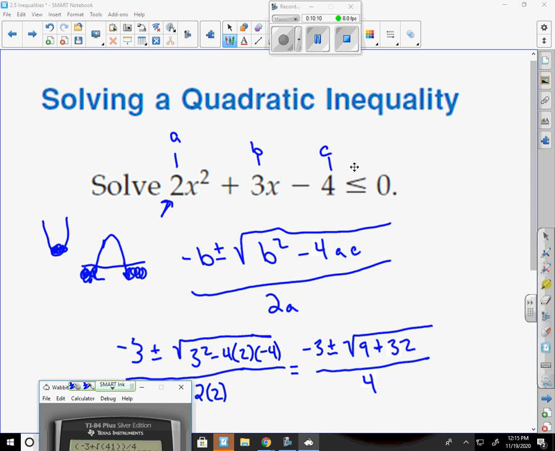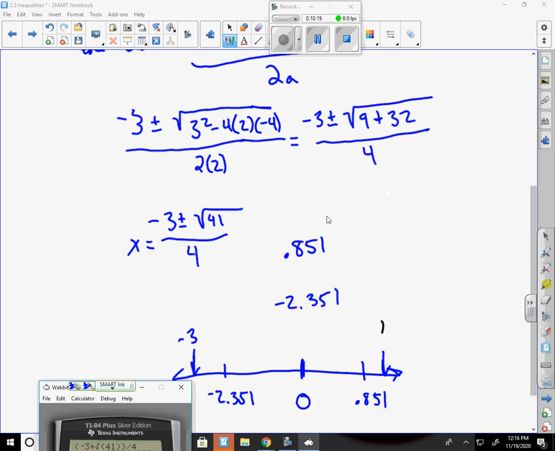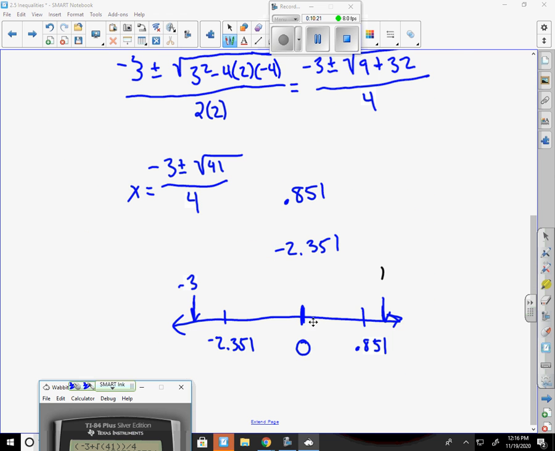The only problem is this isn't always going to be less than or equal to 0. Sometimes it'll be greater than or equal to 0 that I'm looking for. So if you're doing it algebraically, it's nice to plug one of the numbers in to just find out if it's going to work.